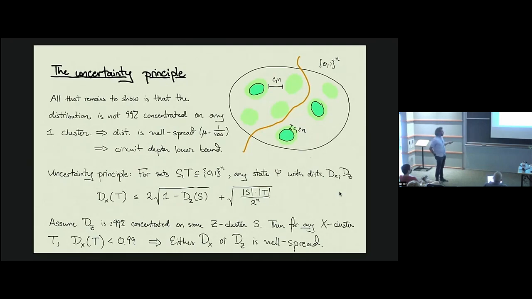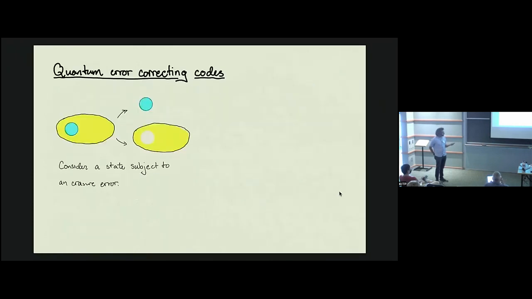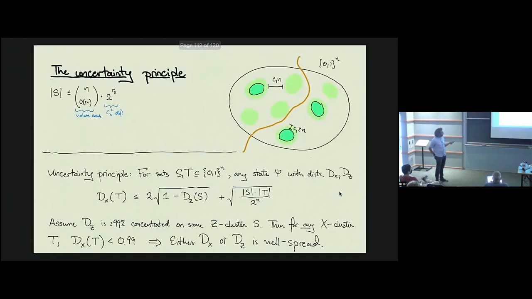So how do you do that? You say, assume it was concentrated in the Z basis on some Z cluster. Then we want to show that for any X cluster, it's not concentrated. Pretty simple. And all that requires is taking this uncertainty principle and plugging in the values. The size of these clusters is pretty easy to calculate. It's bounded by 2 to the rate of the X code plus lower order terms that scale with epsilon and n.